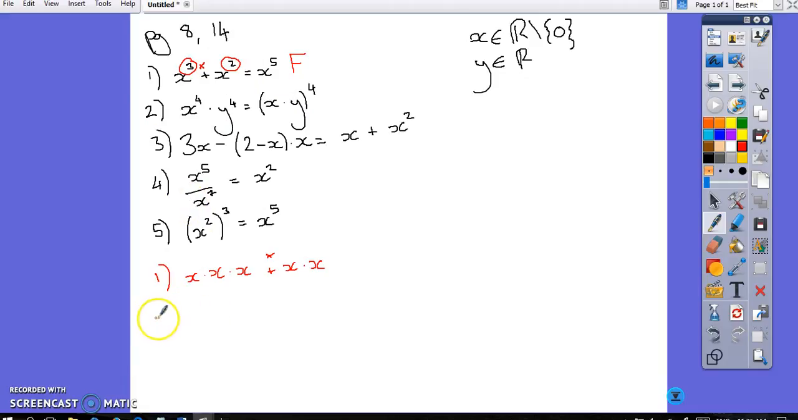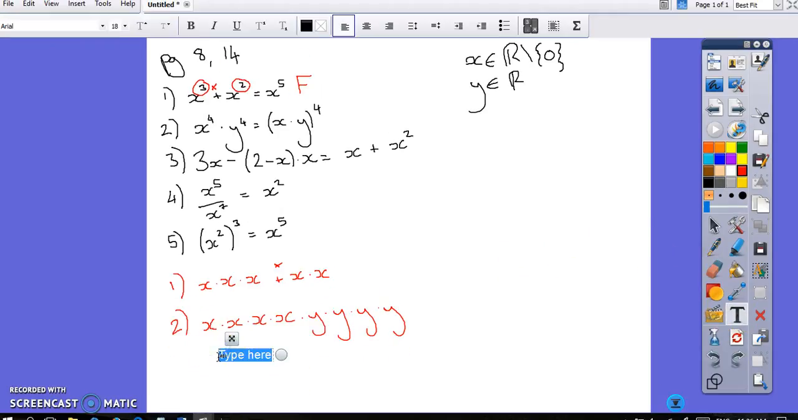What about number 2? Here, again, it's possibly easiest to write out the expression in full. So we have x to the power of 4, which is x times by itself 4 times, and we have y to the power of 4, which is exactly the same for y. We want to see if this is equivalent to x times y to the power of 4, and because multiplication is commutative, we can multiply in any order we like. So in multiplication, the order doesn't matter. Let's just note that down.